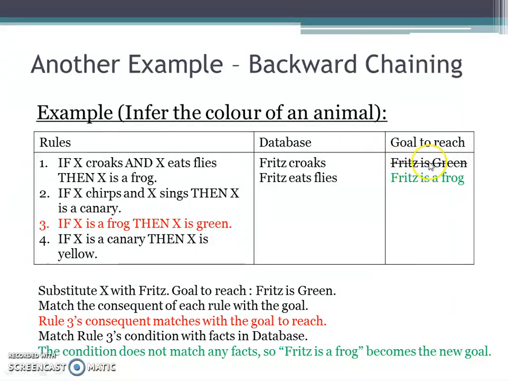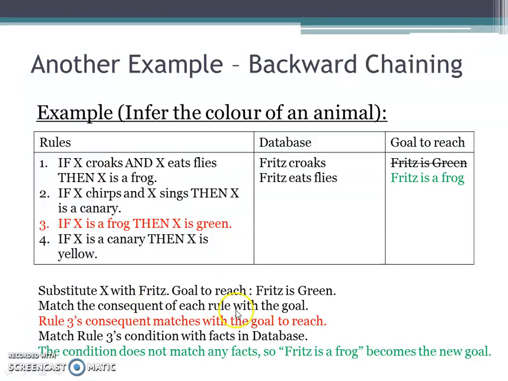We actually want to see whether Freeze is green or not. But to know whether Freeze is green, we're going to do it by working backwards. So we start from the goal, and then we check the rules working backwards to see whether it matches our database facts. Alright, so now let's begin. First we substitute X with Freeze, and our goal to reach is Freeze is green. Now we look at the consequence. Instead of looking at the if condition, we are looking at the then parts, which is also called a consequent.